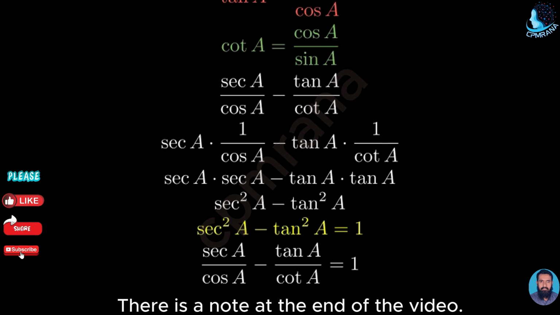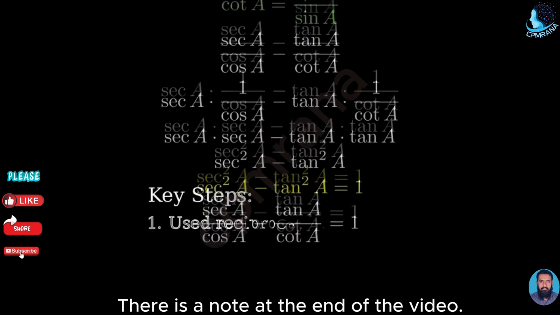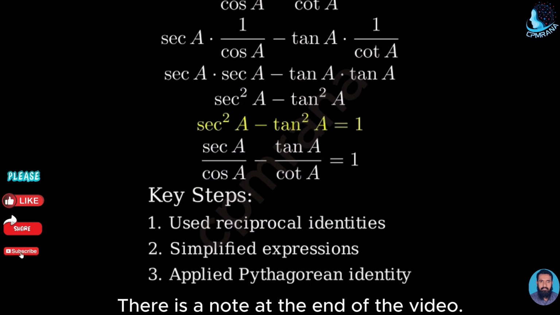Let's summarize the key steps we used. First, we used reciprocal identities to rewrite the fractions. Then, we simplified the expressions using basic algebra. Finally, we applied the Pythagorean identity for secant and tangent.